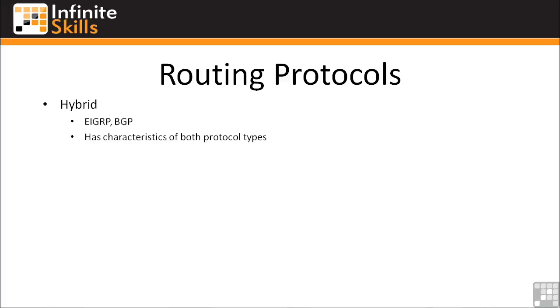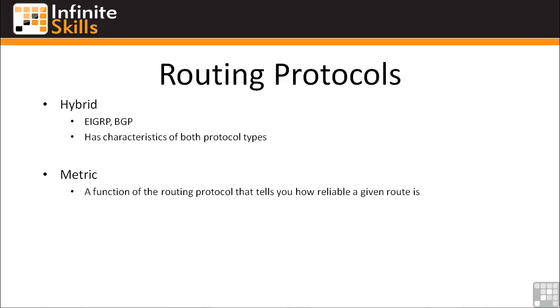And again, if you go for the CCNP course, you'll learn, I won't say all about BGP, but you'll learn a lot more about BGP in the CCNP course. So now let's talk about the metric that routing protocols use. And quite simply, the metric is a function of the routing protocol that tells you how reliable a given route is. When I say how reliable a given route is, I really mean how good one route is versus another.